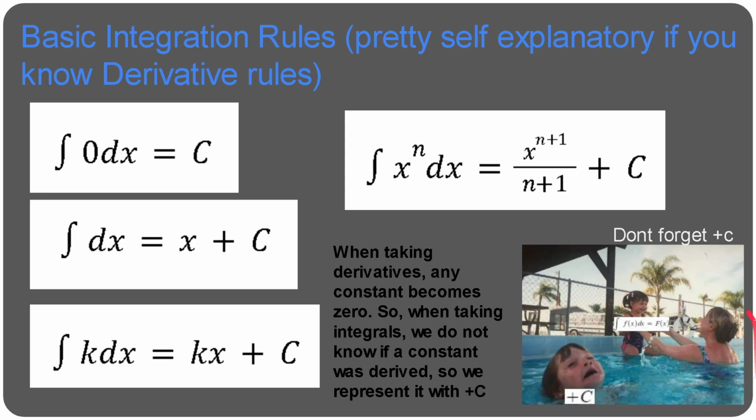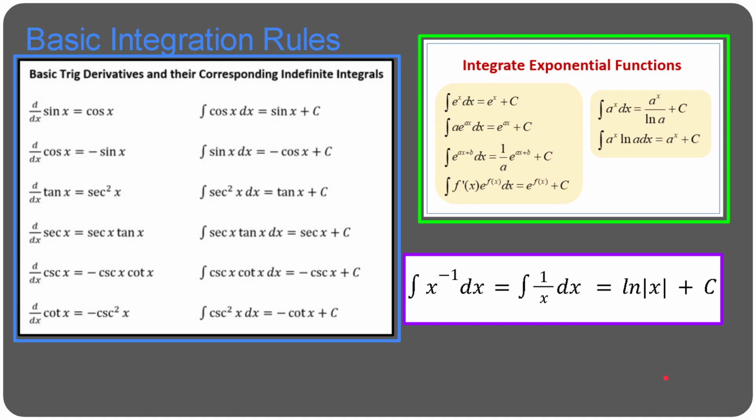This is a little meme showing that. Don't forget your plus c's. Plus c's always happen. Alrighty, and then here are the basic integration rules for trigonometry derivatives. Basically, if you know derivatives, you should know these. Pretty self-explanatory. It's just the reverse, right? Sine of x becomes cosine, but then when you take the integral of cosine, it becomes sine. When you take the integral of sine, it becomes negative cosine, right? You're just doing the opposite of taking the derivative.